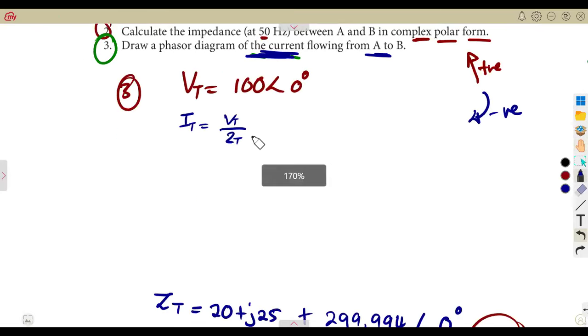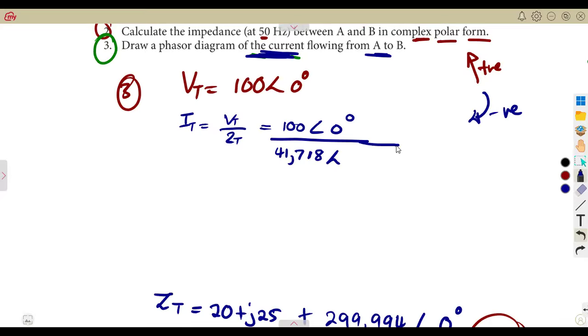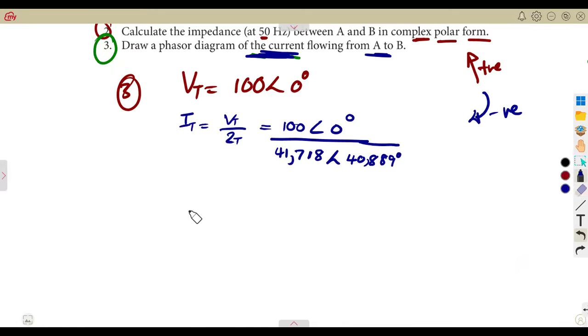So this is what you're going to need here. Total voltage, 100 at an angle of 0. Then the total impedance, we saw that it was 41,718, at an angle of 40,889. So depending on how you rounded off your values there. Let's simplify to obtain the total current. Remember, in polar form, just divide the numbers. 100 divided by 41,718, so that you obtain your answers direct.